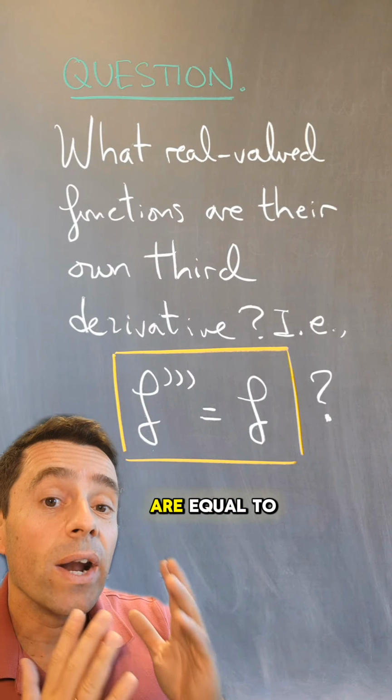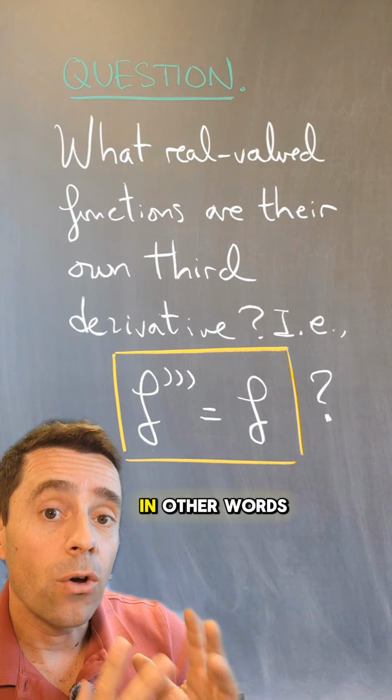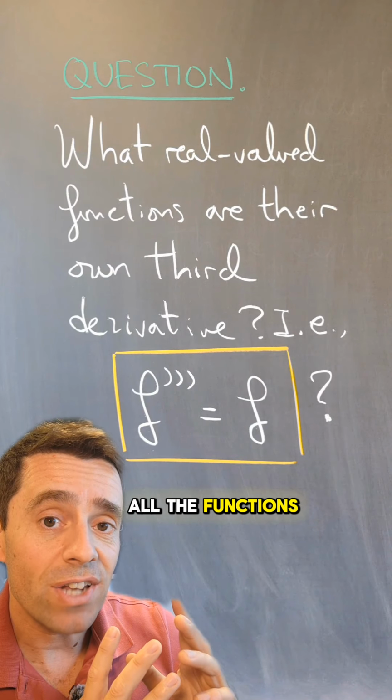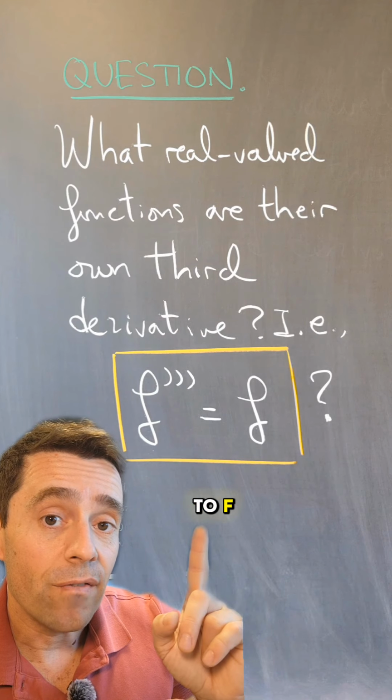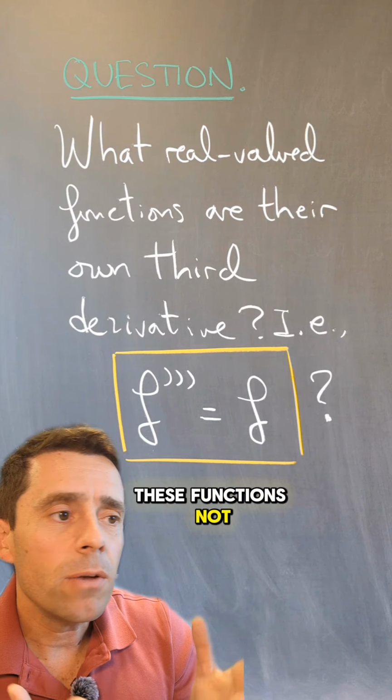What functions f are equal to their third derivative? In other words, can you find all the functions f such that the third derivative of f is equal to f? And why are these functions not better known?